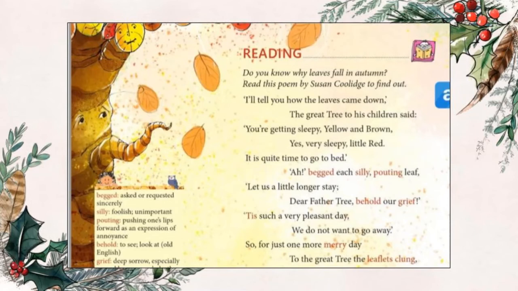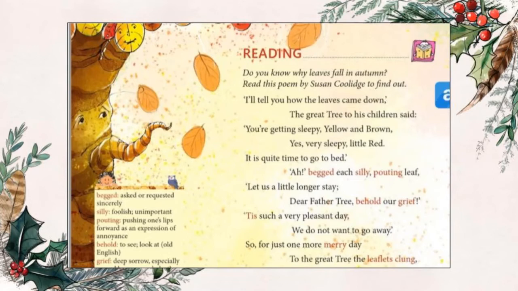Silly means stupid, unimportant. Pouting means pushing one's lip forward as an expression. It is an expression like annoyance. Annoyance means disturbance. So each of the silly pouting leaves requested the father tree to let them stay awake a little longer. They requested their father to observe their pains and sorrows and allow them to enjoy the pleasant day for some more time.